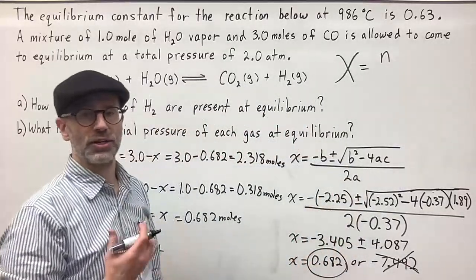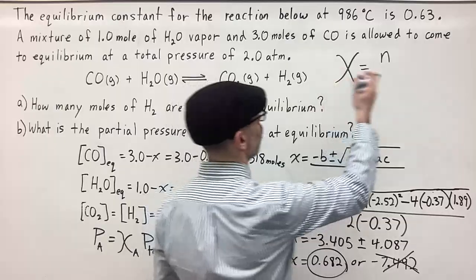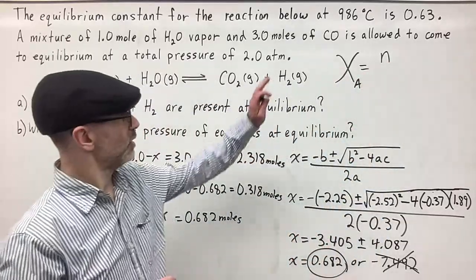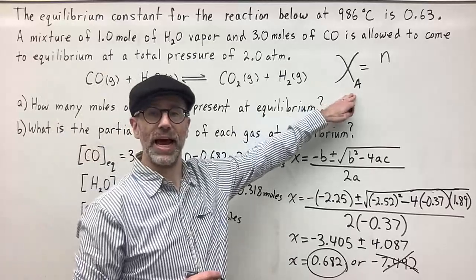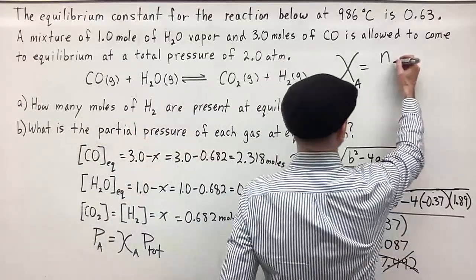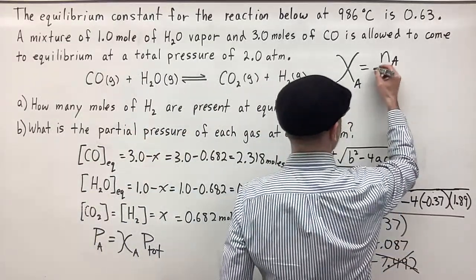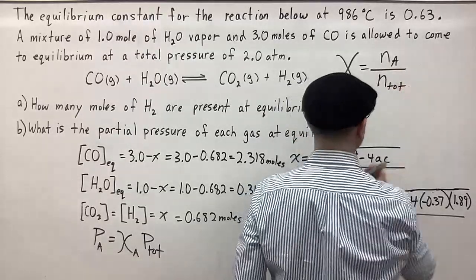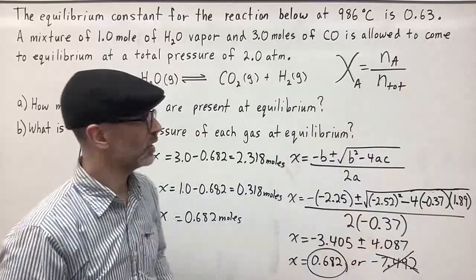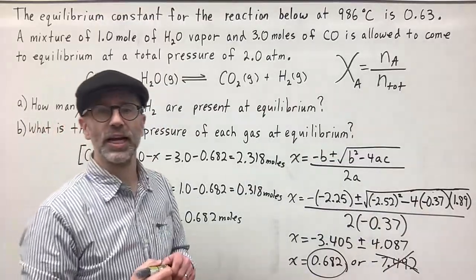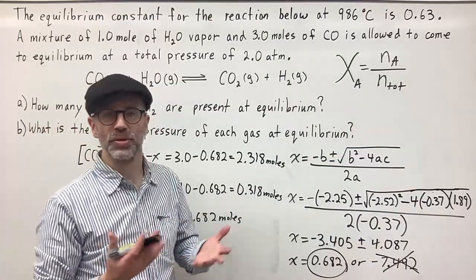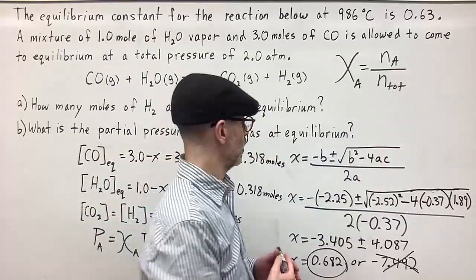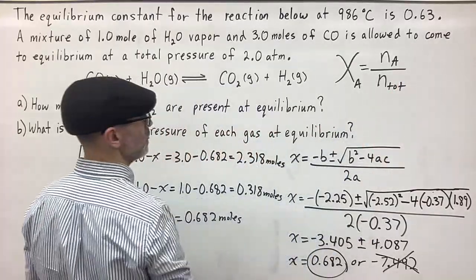So the mole fraction of a particular gas is going to be the moles of gas. So if this is the mole fraction of gas A, then we're going to compare the moles of A to the total moles. That's our mole fraction. So if we're going to get a percent mole or a molar percentage, then you would just multiply that by 100 to get the percentage. But we just want the mole fraction.